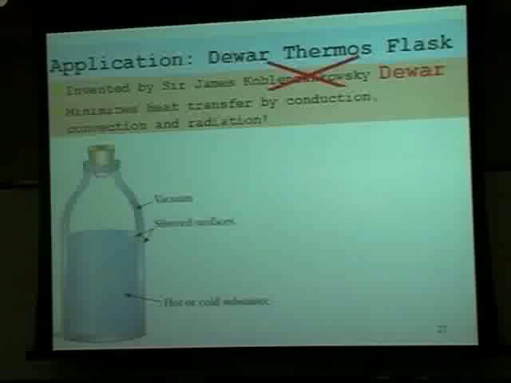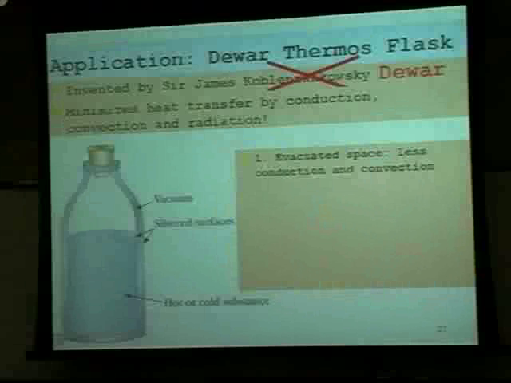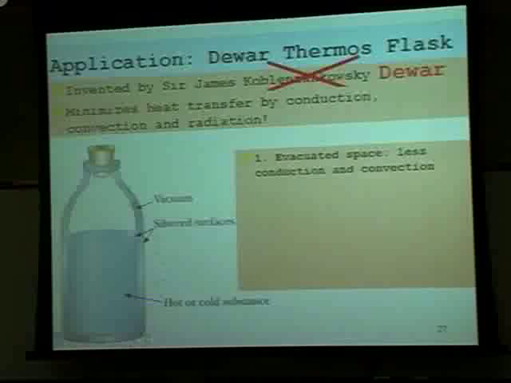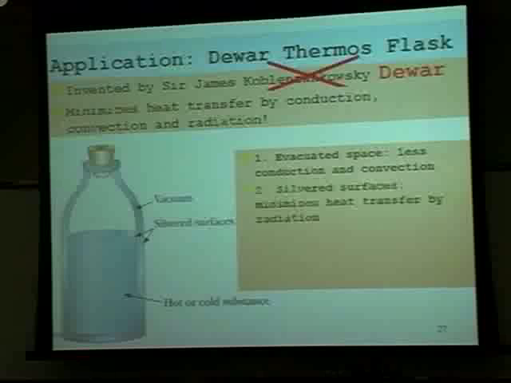So this minimizes heat transfer by conduction, convection, and radiation. So the plan is to minimize all three aspects of heat transfer. For instance, an evacuated space, a vacuum between the surfaces, allows for less conduction, because there's no way to transfer between molecules, and less convection. Silvered surfaces minimize heat transfer by radiation, either in or out. So no heat allowed in, no heat allowed out, vice versa. Just minimize the transfer.